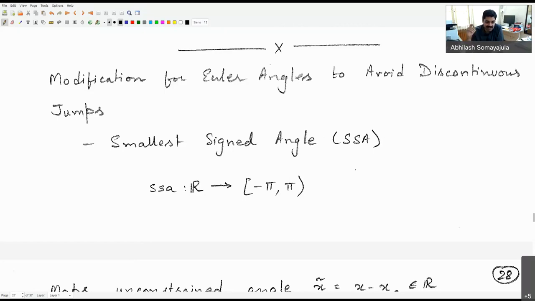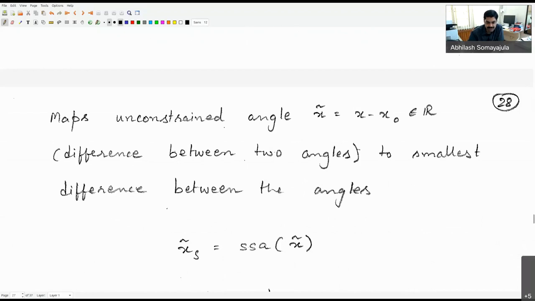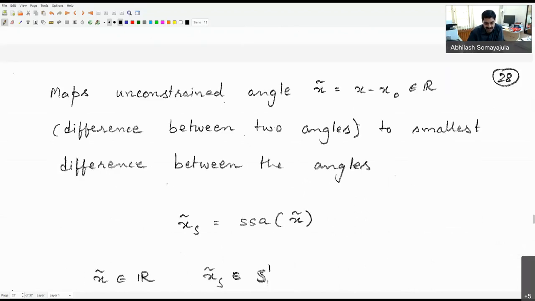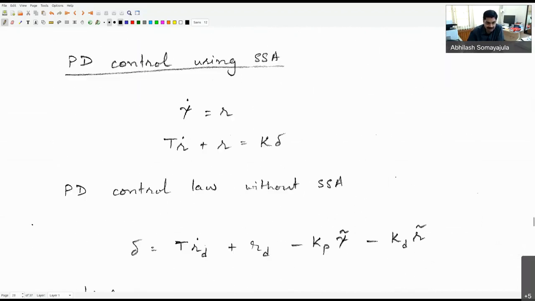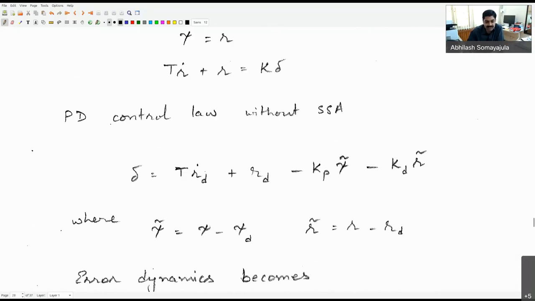So it is important that in a practical implementation, we use the smallest signed angle. It maps this unconstrained angle, which is the difference between two angles, to the smallest difference between the angles. We had seen this example, and I'm just putting it back here for refresher purposes: when we were looking at PD control using a Nomoto model, the SSA, or smallest signed angle, must be included when we feed it back into the proportional part of the controller.